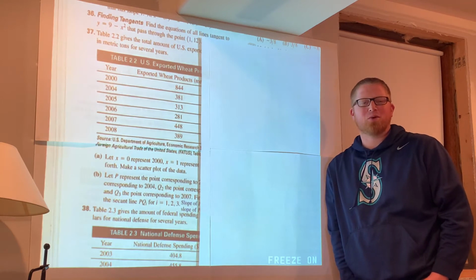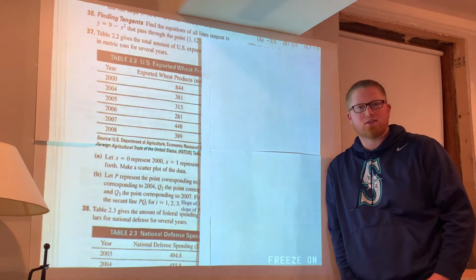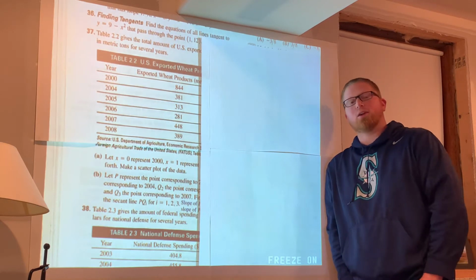One of your peers had a question from lesson 2.4 on question number 36. So I wanted to take a look at it and share that with you. It's a really good question, a great question in fact. So let's take a look at it.